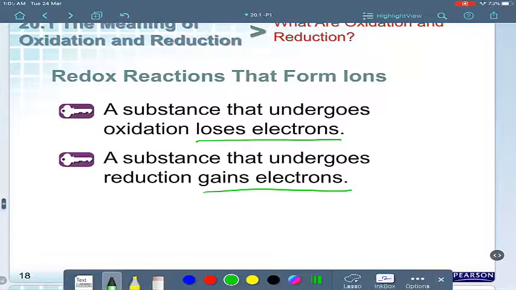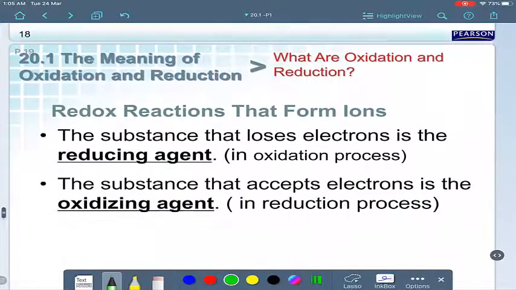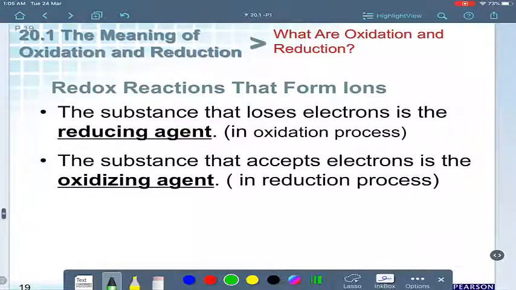Don't confuse, please. What happened to the substance that oxidized? We call it the reducing agent. What happened to the substance that reduced? We call it the oxidizing agent. Look, we are talking not about the process of oxidation or reduction, but the name of the substance, reducing agent or oxidizing agent.